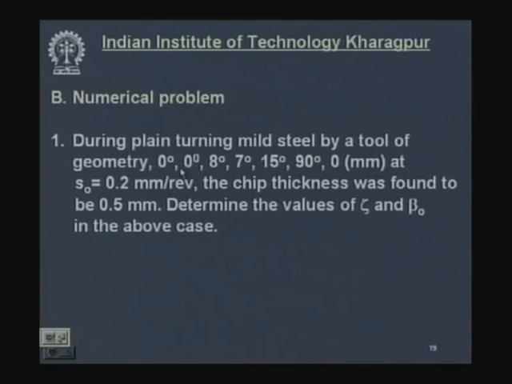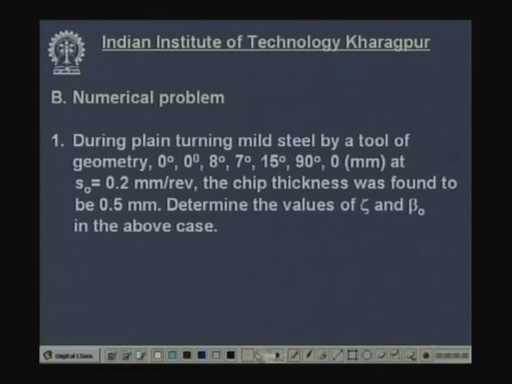Then what is the next one? Rake angle. So, orthogonal rake is 0 degree. Then these are clearance angles, and this is the cutting angle phi. What is phi? 90 degree. Then we get a nose radius of 0. So, machining is very simple. At feed 0.2 millimeter per revolution, the chip thickness was found to be 0.5 millimeter. Determine the value of zeta and beta in the above case.